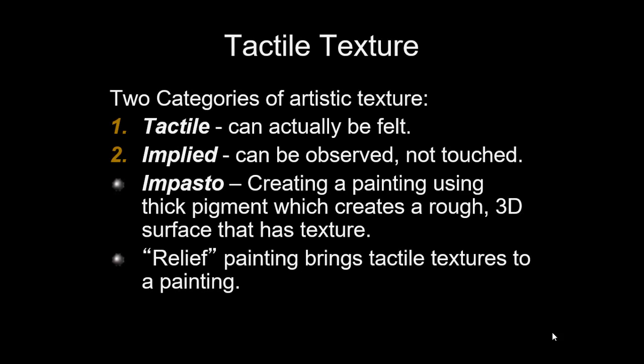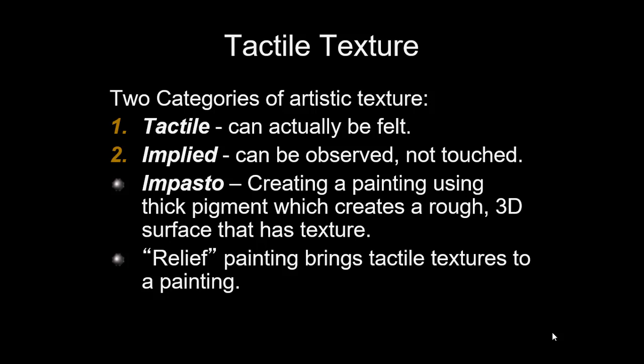When it comes to texture, there are two categories. One is tactile. Tactile texture is something that can actually be felt. Another kind of texture is implied. It's something that can be observed and it is not touched. If you think about tactile texture, you could think of something like sculpture, where you are imagining touching the surface and feeling the grooves and the shapes on that particular area. When it is implied, it is almost as if we're just imagining that we are touching it.